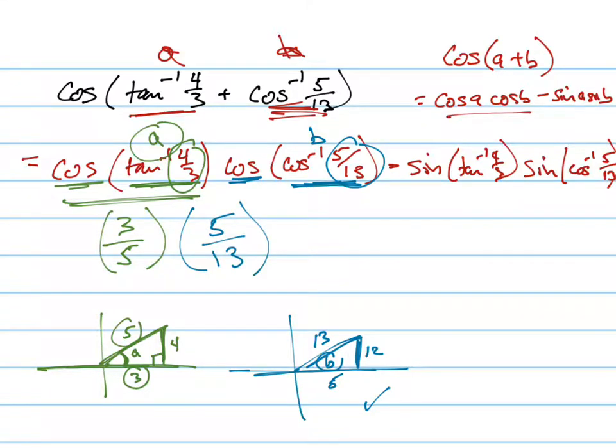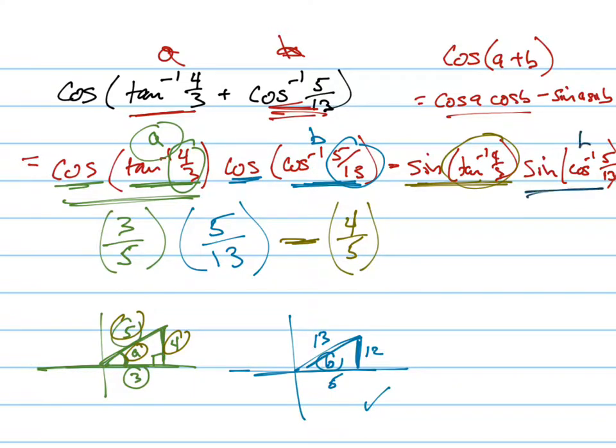And then we're going to say minus the sine of, well, we already have that angle. That's this angle right here. What's the sine of that angle? It's 4 over 5 times the sine of B. We have B also here. The opposite is 12, hypotenuse is 13, so 12 over 13.